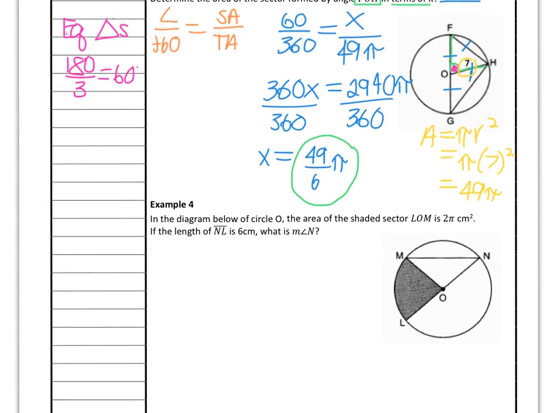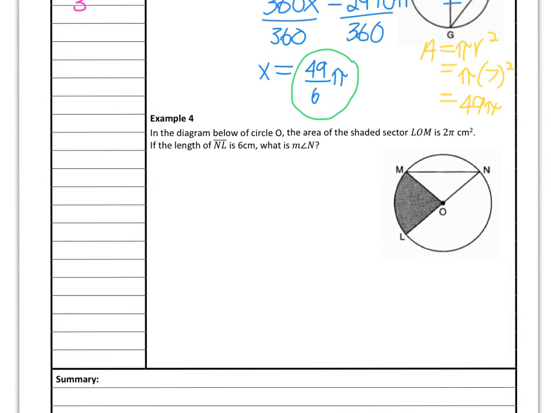All right, one final example here. This is another one where they give us the area of the sector. It says, in the diagram below, the area of the shaded sector of LMO is 2 pi. So the area of the shaded sector is 2 pi. If the length of NL is 6, what's the measure of angle N? So I'm going to make sure I know that my goal here is to look for that angle.